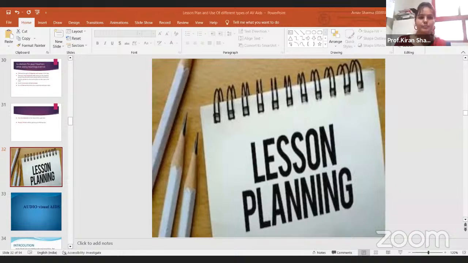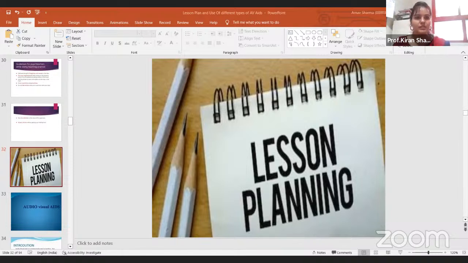subject prerequisite. Subject prerequisite means, suppose I have to take head injury, because this lesson plan I have made on head injury. The subject prerequisite for this head injury is that the student should know about the anatomy and physiology of the brain. Then teaching method, then AV aids or instructional aids, name of presenter, name of supervisor, date and time, place, duration, everything.